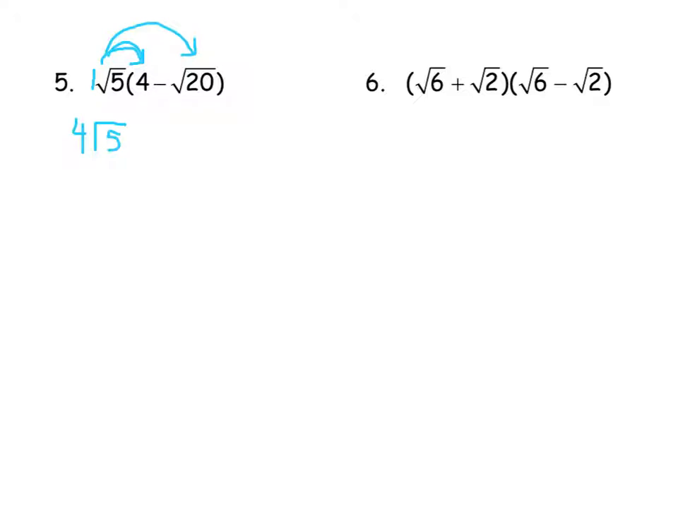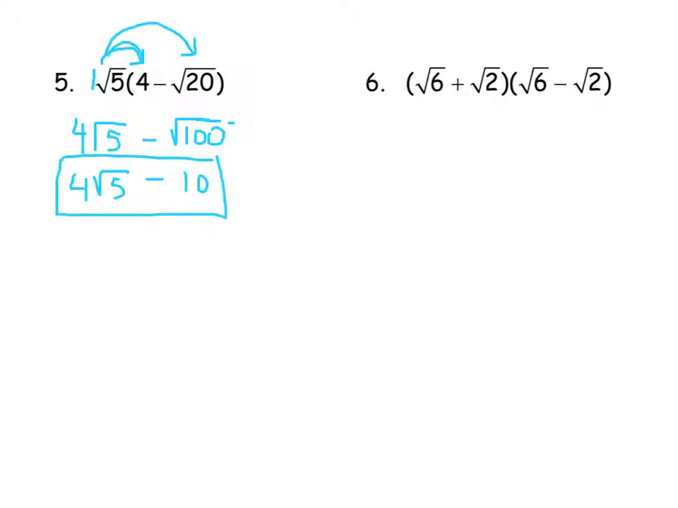Then I have 1 times negative 1, and then 5 times the square root of 20, which is the square root of 100. And then to simplify, I'm just going to bring down the 4 radical 5 because I cannot simplify it anymore, but I do know that the square root of 100 is 10. So I can't combine these terms together because they're not alike, but that is my simplest form and my answer.